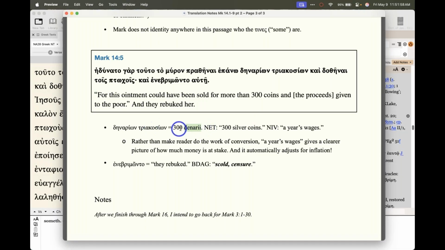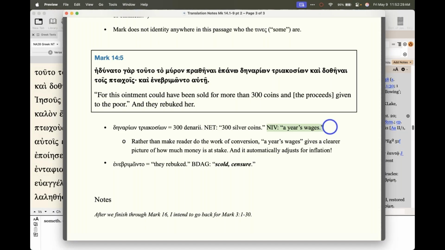And you will have everything ranging from 300 denarii to the NET, which gives us 300 silver coins. So that kind of splits the difference a little bit. It describes a denarius as a silver coin and gives you the number. And then the NIV does the math for us, which for me as a reader gives me the meaning right away: a year's wages. How much are they talking about? So that's a range of translation options.